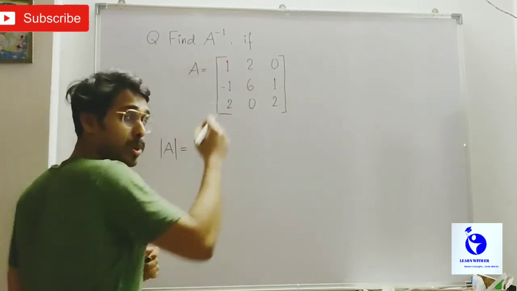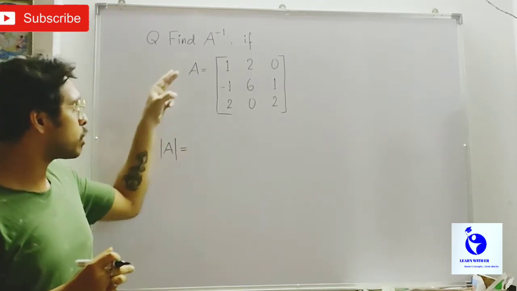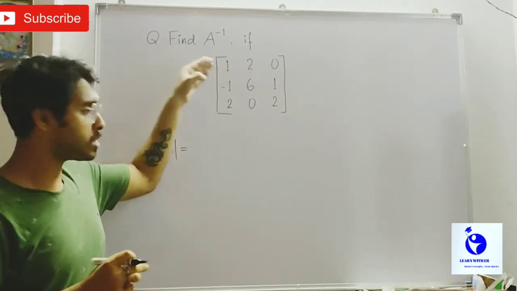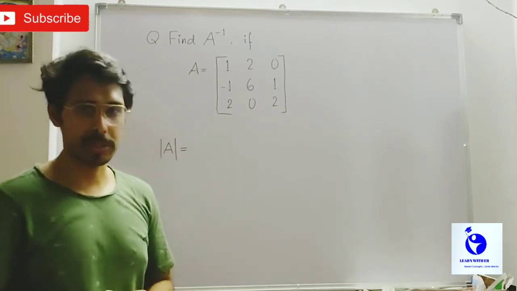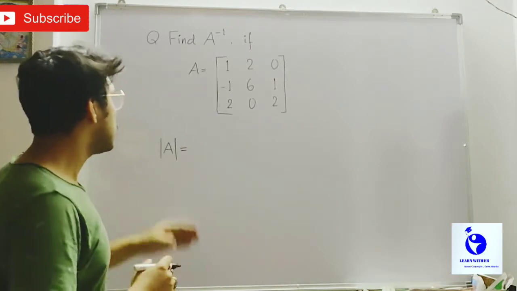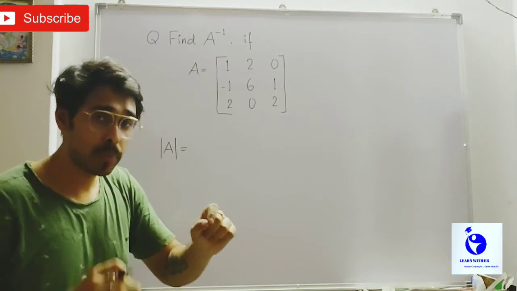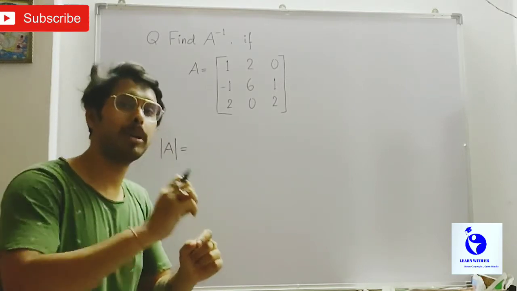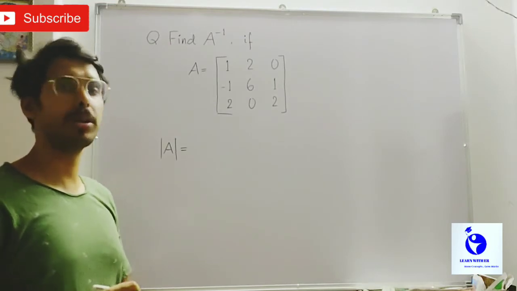Let us take the first row into consideration. Actually, for the determinant you can take any of the rows into consideration. You can take the first row or the second row or the third row. That totally depends on your choice. So I am taking the first row into consideration, and we are going to multiply every element on the first row with the cofactor of that particular element and add up. That is the way in which we are finding the determinant.